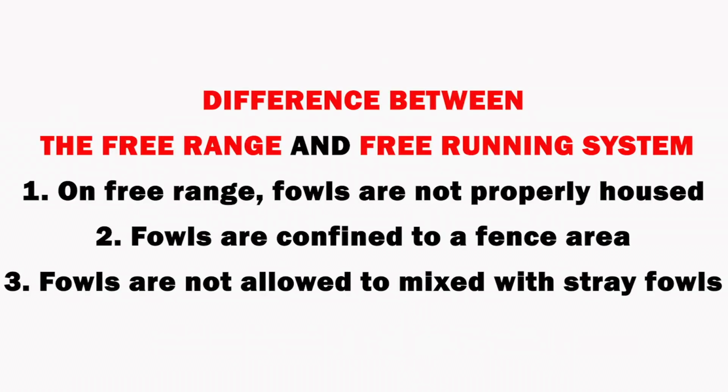Difference between the free range and free running system. On free range, fowls are not properly housed. Fowls are confined to a fenced area. Fowls are not allowed to mix with stray fowl.